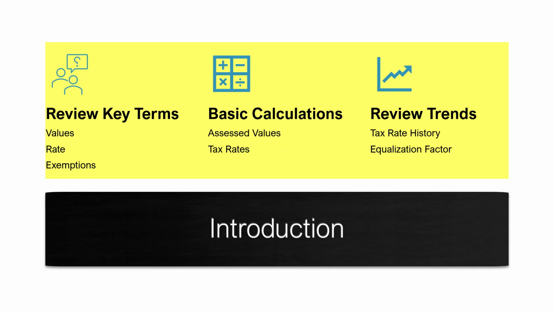So, the layout of this presentation, initially what I'm going to do is to review some key terms that you need to understand in order to dissect your bill, go over some basic simplified calculations so you can calculate your own taxes, and then lastly, if time allows, talk a little bit about Maywood's current tax rate, and then really hammer home what it is when we talk about an equalization factor.